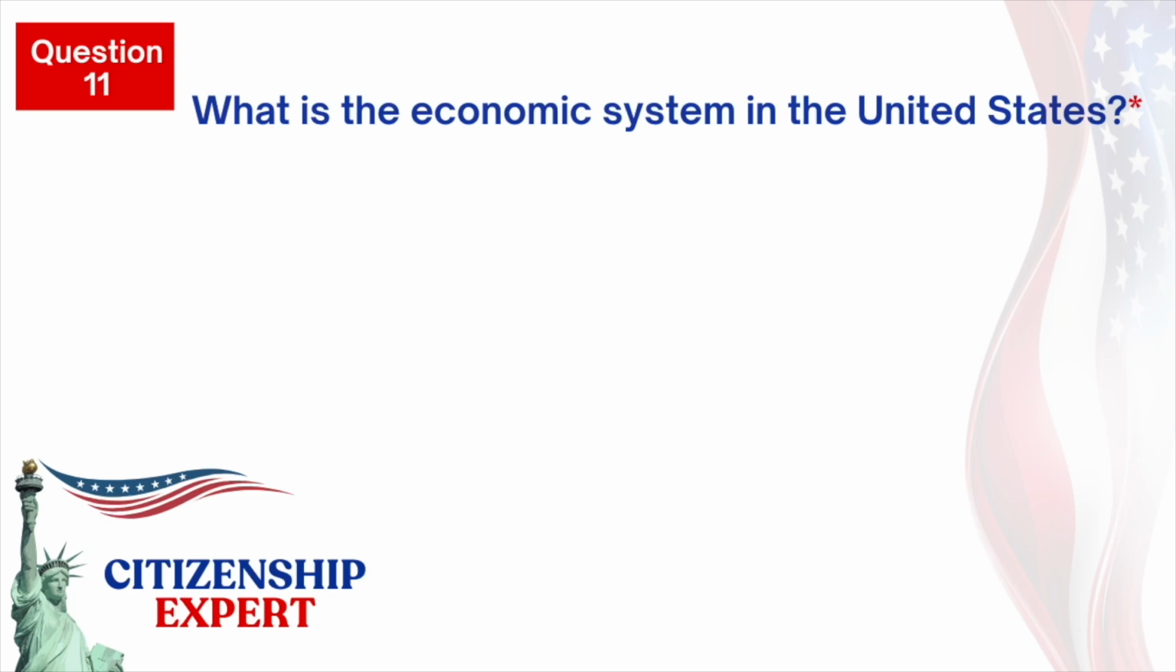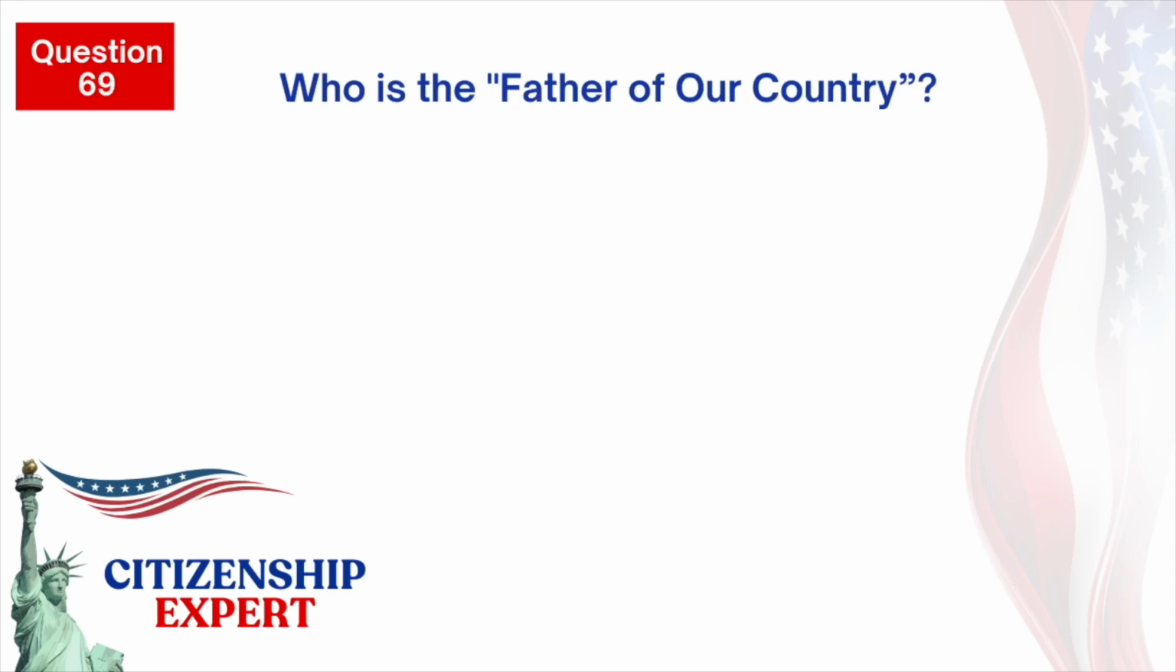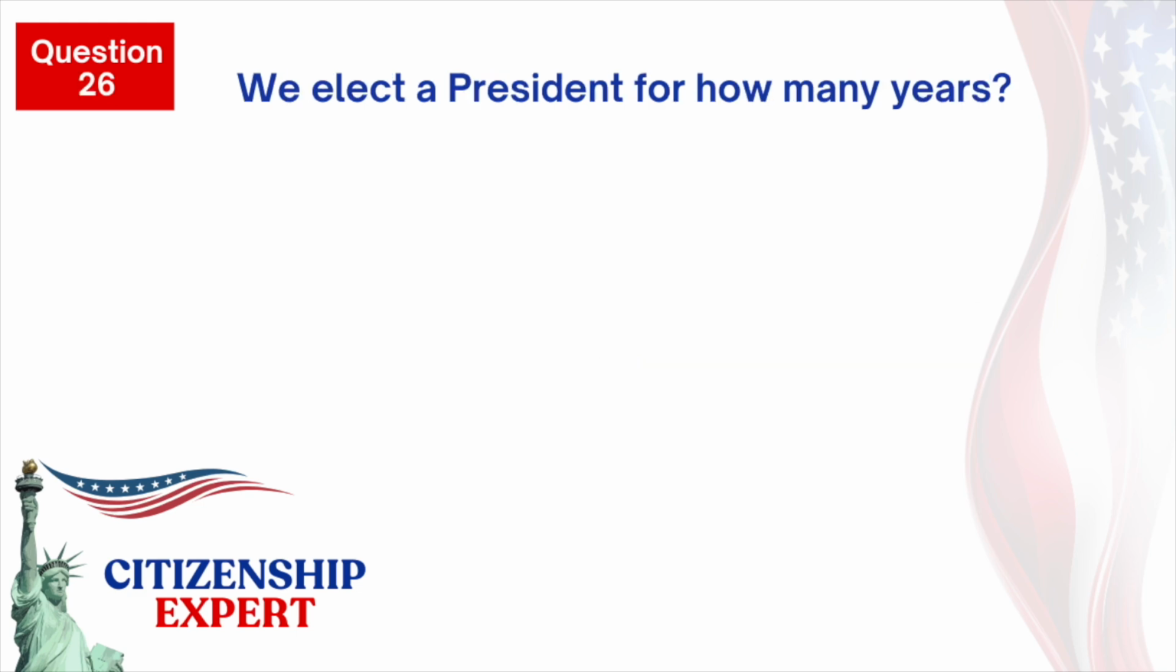What is the economic system in the United States? Capitalist economy. Who is the father of our country? George Washington. We elect a president for how many years? Four.